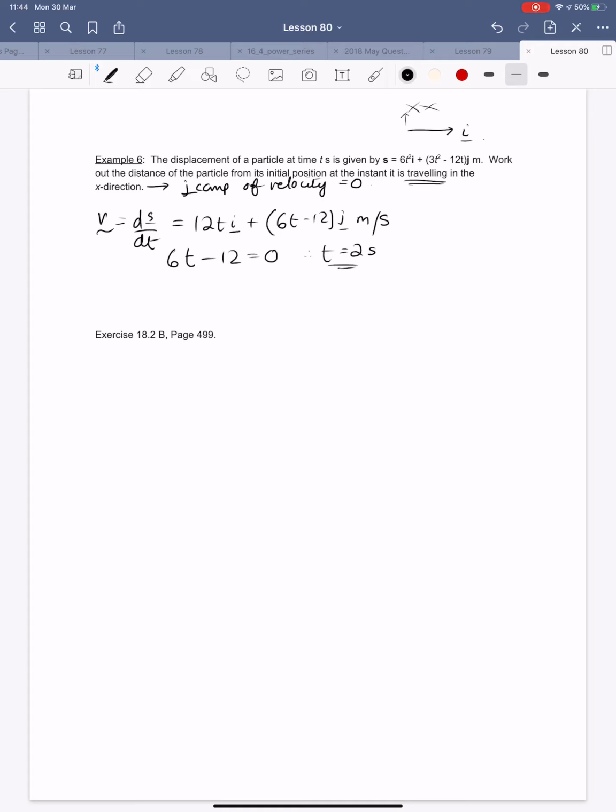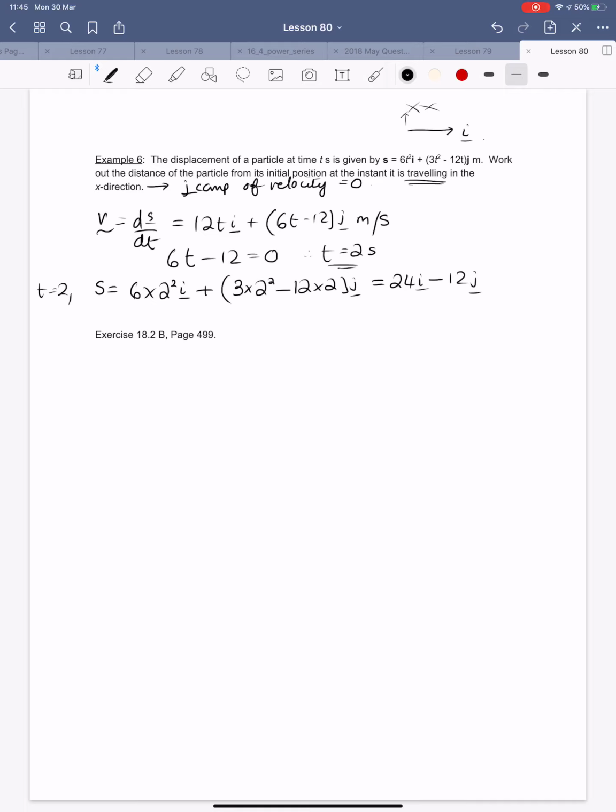So we need to work out, so it's 2 seconds, it's travelling in the x direction. The displacement is s. So we need to work out s when t equals 2. When t equals 2, s is equal to 6 times 2 squared i plus 3 times 2 squared minus 12 times 2 j. 6 fours, 24i. 12 minus 24, minus 12j.